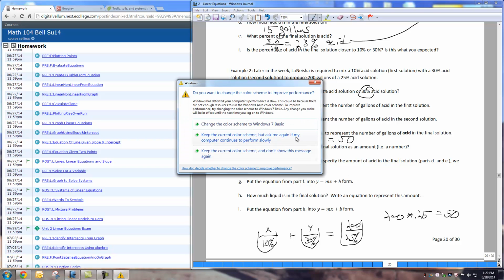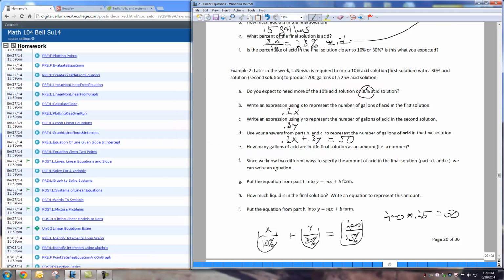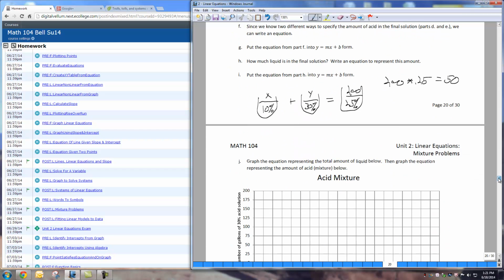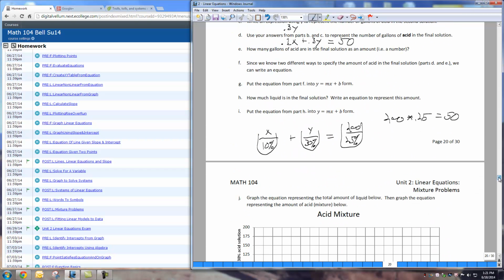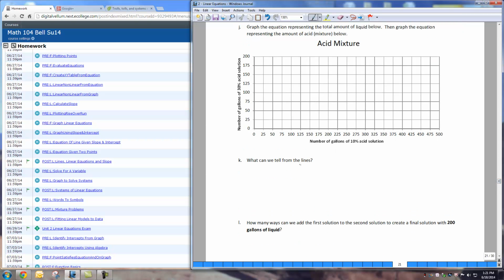So this answers part D and part E. Since we know two different ways to specify the amount of acid in the solution, what I'm going to do is take this equation, solve it for y, and graph it. Okay? So we have 0.1x plus 0.3y equals 50.